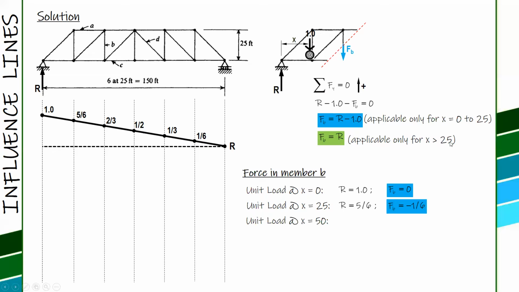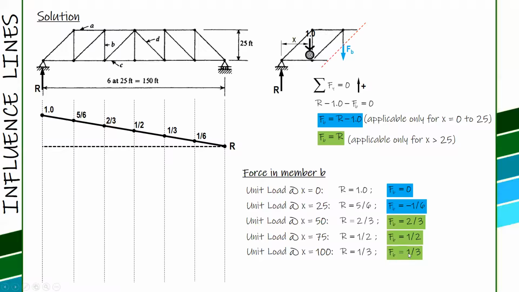Here x is greater than 25. So 2/3 at 50, and they are equal. From the reaction, we can get the force of B. At 75, 1 half, and at 100, 1/3, so 1 over 6, 1 over 6. And then at the last point, RA or the reaction at the left support is 0, therefore FB is also equal to 0.